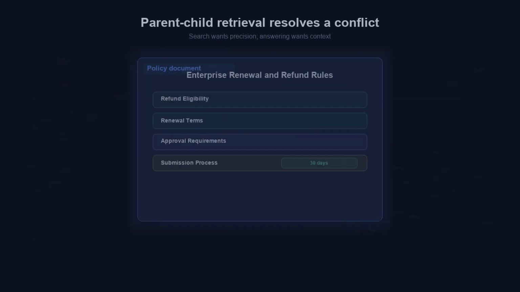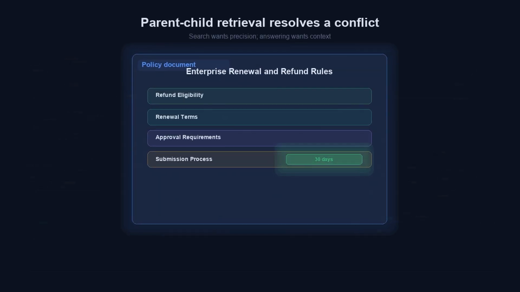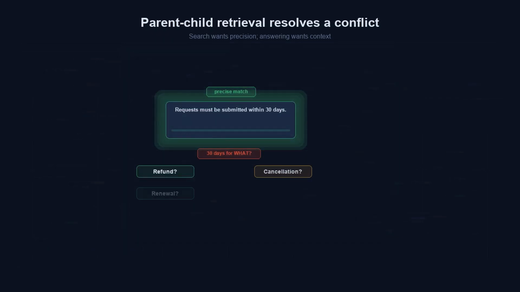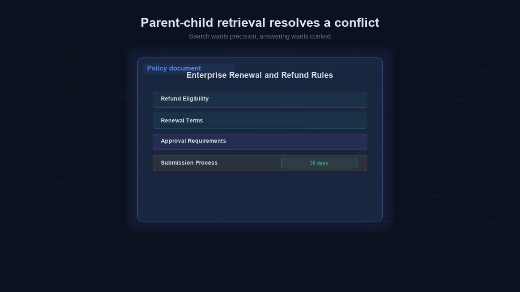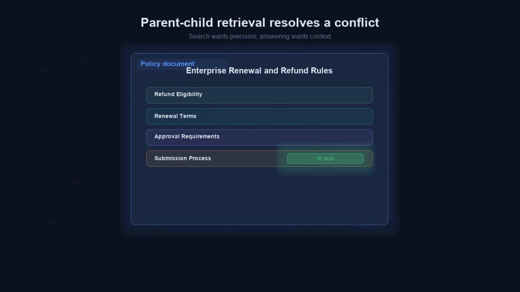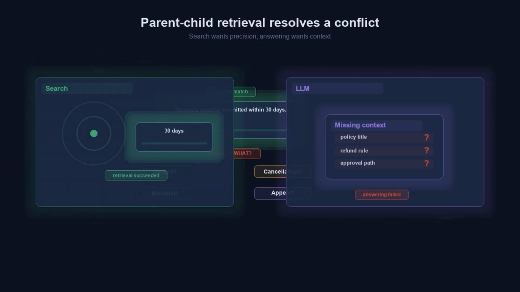There's another common failure. A small chunk is useful for retrieval, but the larger section is useful for answering. For example, suppose we have a long policy section called Enterprise Renewal and Refund Rules. Inside that section, one paragraph might say customers must submit requests within 30 days. That paragraph may be the most relevant match for the user query. But alone, it's ambiguous, like requests for what, which customers, which policy, etc.